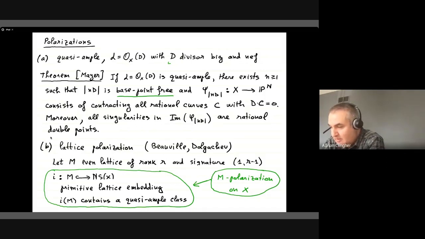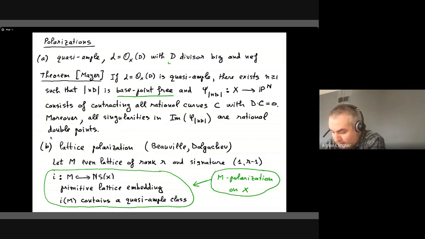So in order to get moduli spaces that are more tractable and easier to understand, and moduli spaces where you can do more constructions, sometimes one considers an extension of the standard polarizations called the lattice polarizations. This is a concept due to Beauville and Dolgachev. And what it means is, instead of just fixing one line bundle, we're going to fix an entire sublattice of algebraic classes inside the Néron-Severi lattice.